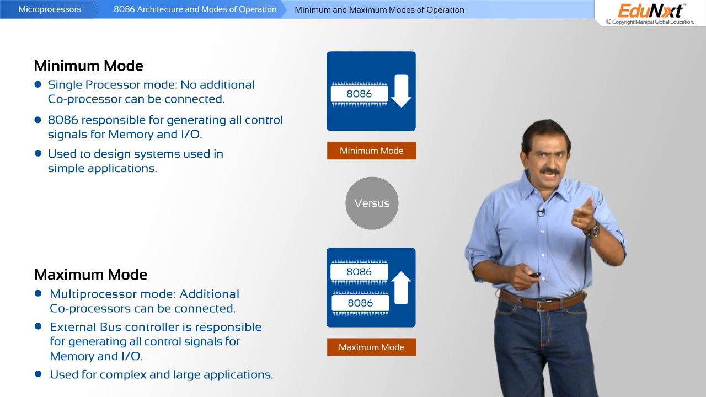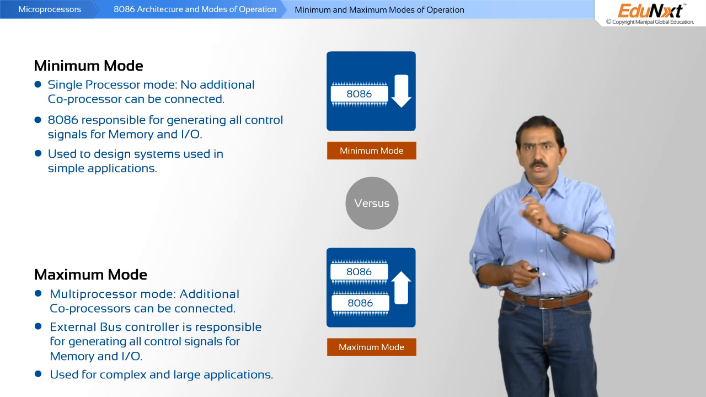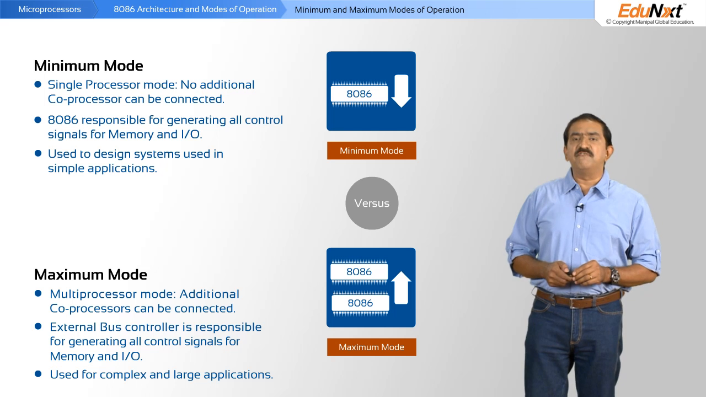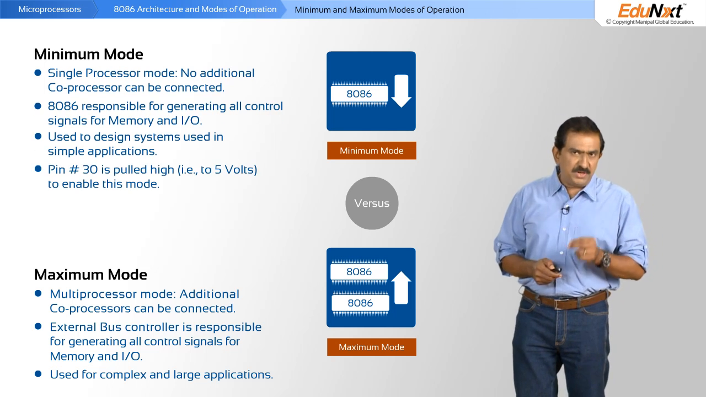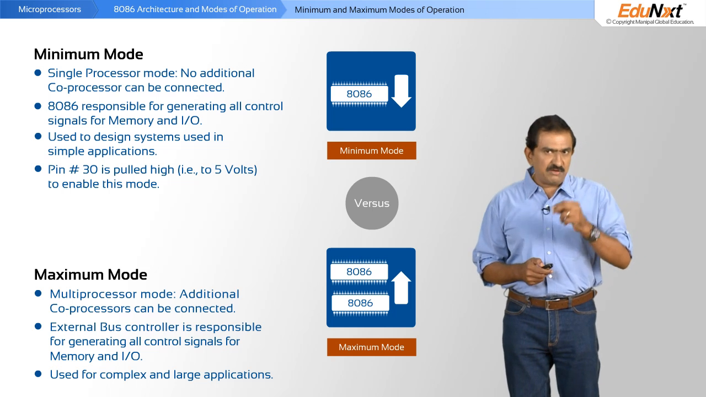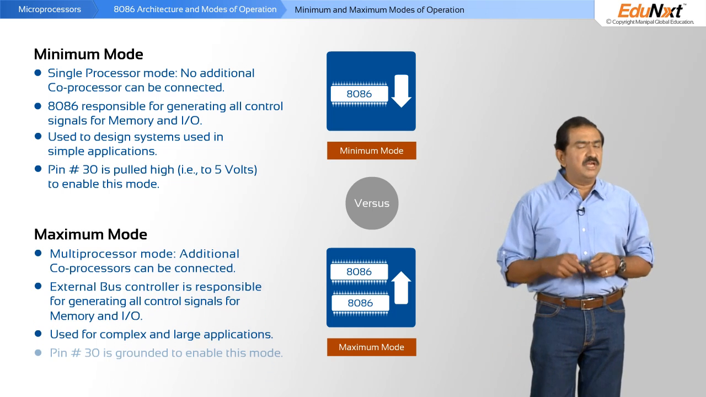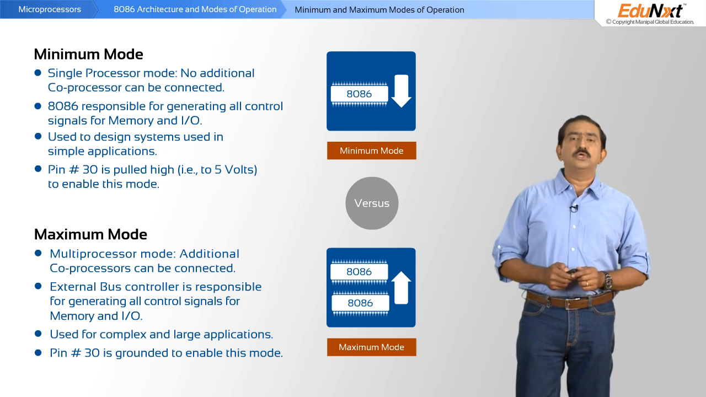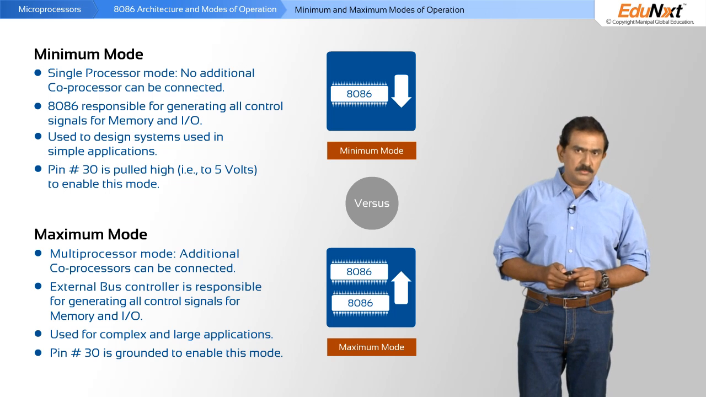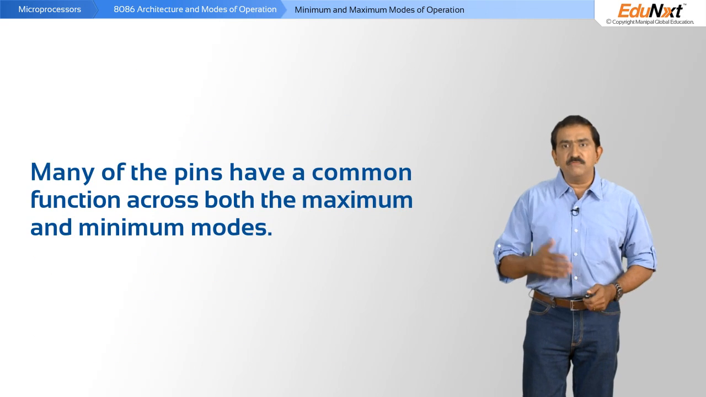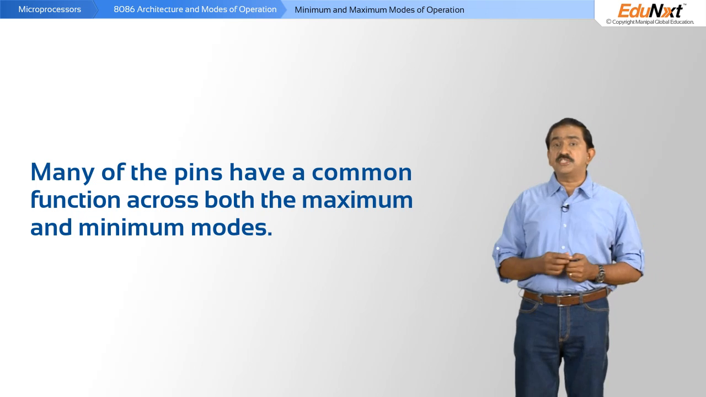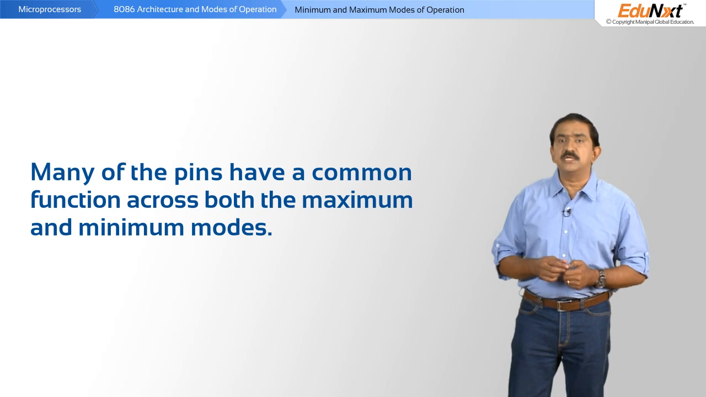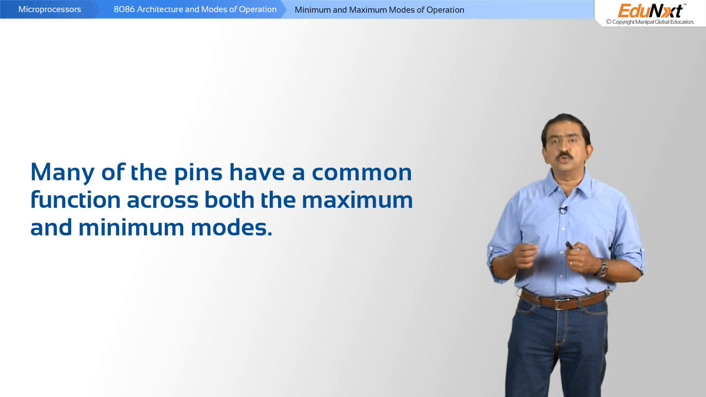How do you decide whether the processor is acting in the minimum mode or the maximum mode? This is defined by pin number 30 on the processor. If you pull pin number 30 high, that is to 5 volts, you enable the minimum mode. If you pull it to ground, that is low, you enable the maximum mode. Obviously, many of the pins have a common function across both modes, and by studying the pinout diagrams of the 8086, you will begin to appreciate what those pins are and where you would use them.